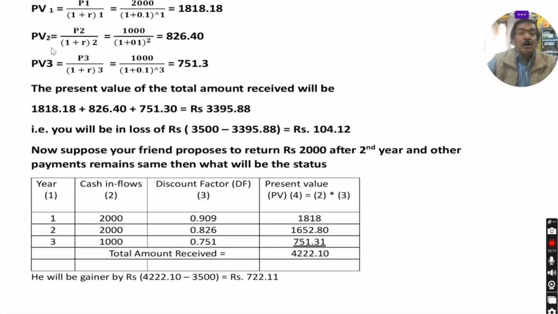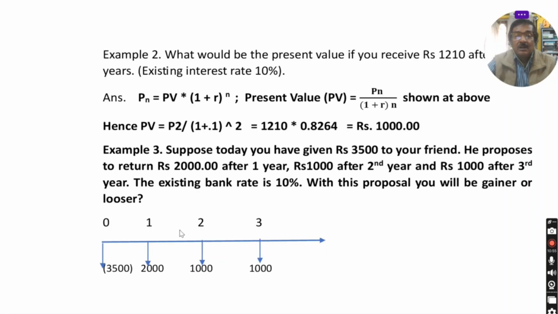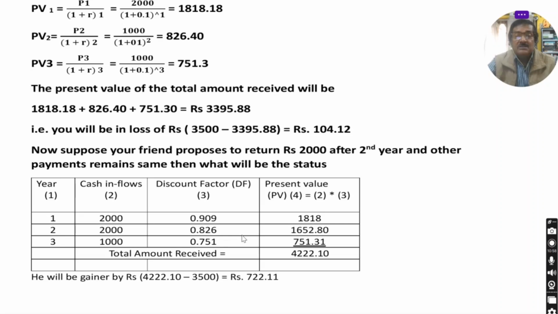Clear? Now, convert the 1,000 which you are receiving after 2 years. What is the present value today? After 2 years, you are receiving 1,000. The rate of interest is 0.1. So for the power 2, if you calculate it, you will get this amount. This is the present value. And after the third year, you are receiving 1,000. What is the present value today? 1,000 divided by 1 plus 0.1 to the power 3. After the third year, you are receiving 1,000. That means it's equivalent to receiving this amount today.